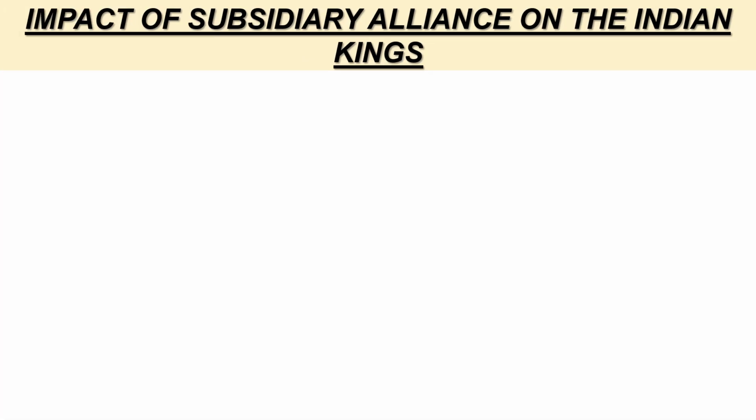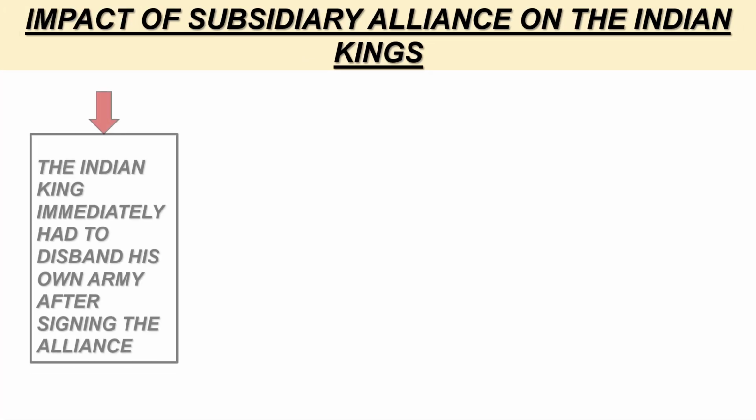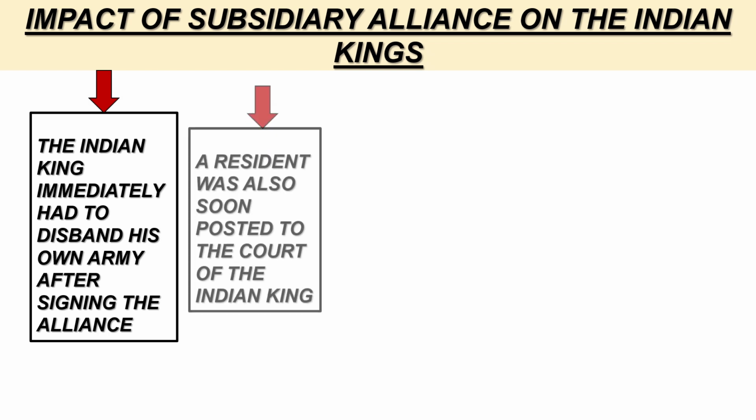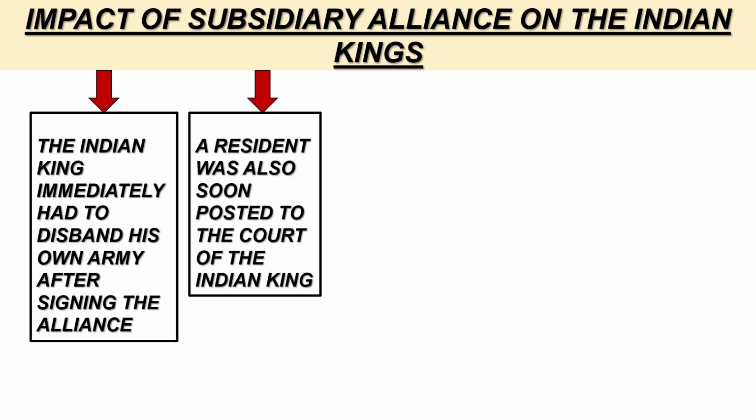Impact of the subsidiary alliance on the Indian kings. Number 1. The Indian king immediately had to disband his own army after signing the alliance, and the company's army was stationed in his kingdom, which made the Indian king completely dependent on the East India Company. Number 2. A resident was also soon posted to the court of the Indian king. This resident was the agent of the East India Company, and without his consent the king could not take any administrative decisions. Thus, the king lost his decision-taking power.